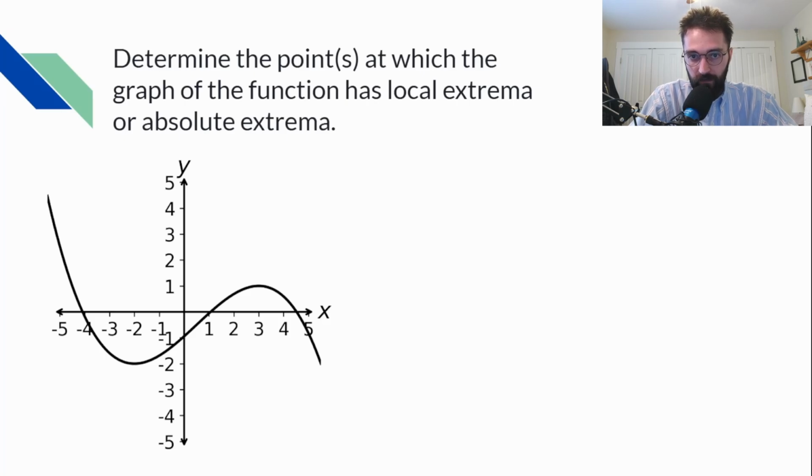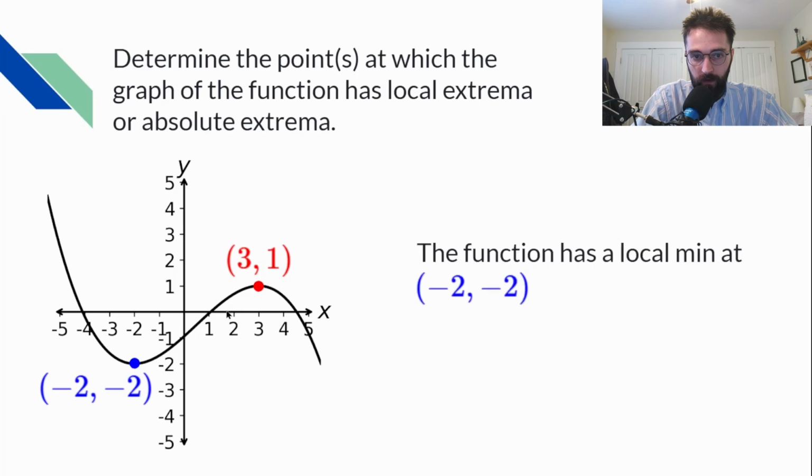Another way we can talk about the behavior of graphs is to determine local extrema and absolute extrema. So let's take a look at this graph closely and see if we can find local extrema or absolute extrema. Let's take a look at these 2 points here, this blue point and this red point. The blue point is a local minimum, because this is where the function switches from decreasing to increasing. So the function has a local minimum at negative 2, negative 2, and it has a local max at 3, 1, because that's where the function switches from increasing to decreasing.